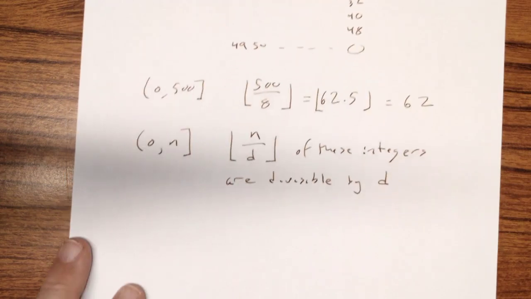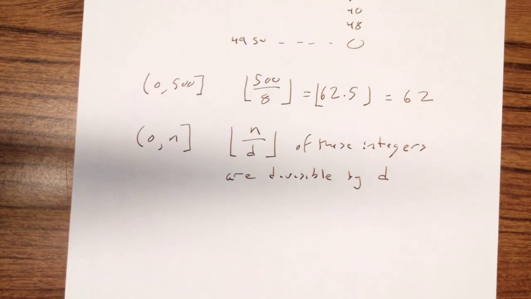Now, I didn't include 0. If I want to include 0, I need to round up instead of down, because 0 over anything is 0, and that's an integer. That works.